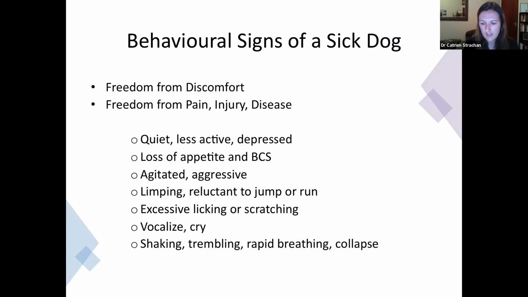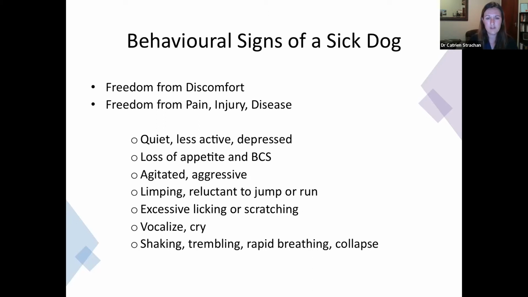Right, so the next few categories, we're just going to put all together: freedom from discomfort, pain, injury, or disease. A dog that's suffering from discomfort or disease, or is in pain, will usually become more quiet. They might become less active, and you can often see that this dog just looks depressed. They get this look about them. They often have a loss of appetite and body condition score, so they start getting thinner. Some dogs become agitated or aggressive.